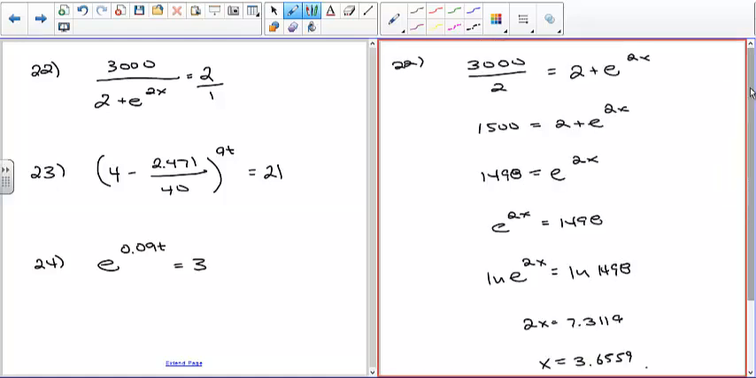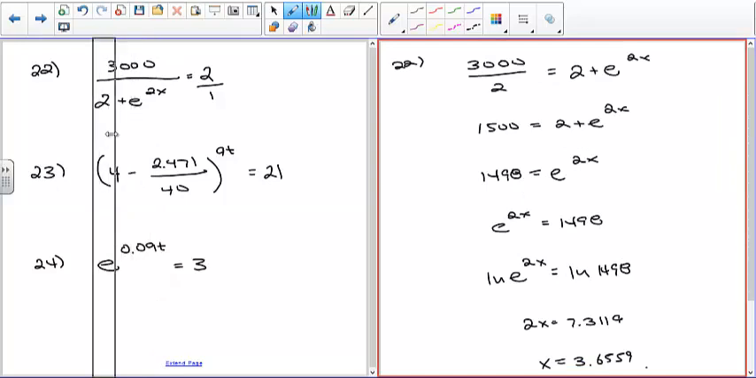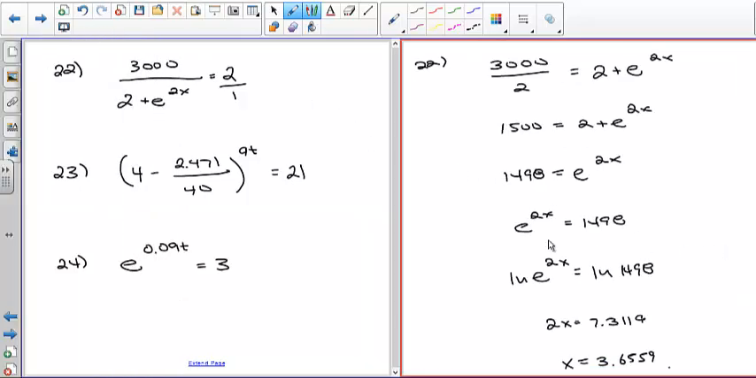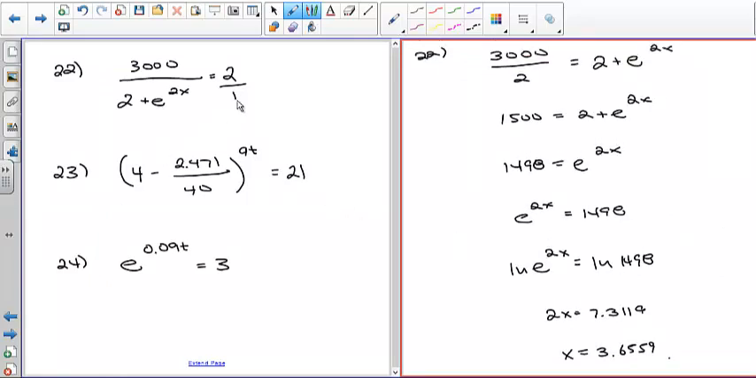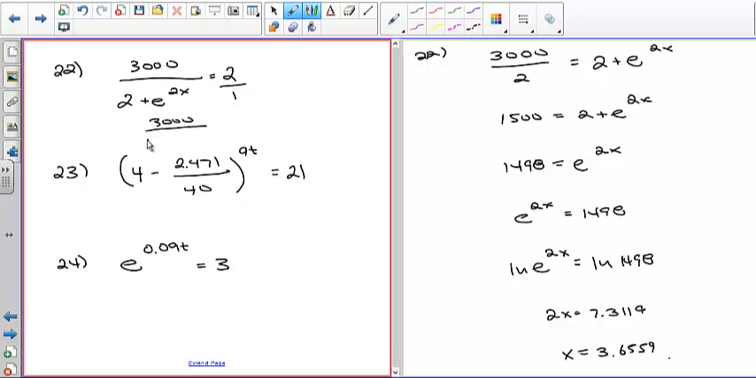So let's double check that. Put that back in here. So we have 3,000 divided by 2 plus e to 2 times 3.6559. And hopefully that's equal to 2. So you get 3,000 divided by 2 plus e to the 2 times 3.6559. And the answer is 2, which is correct.